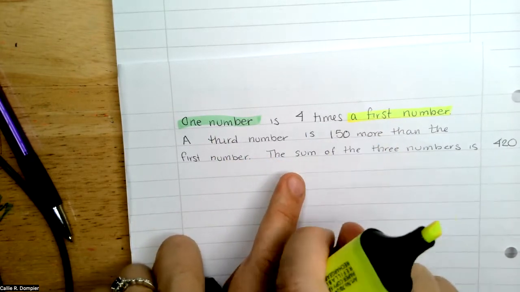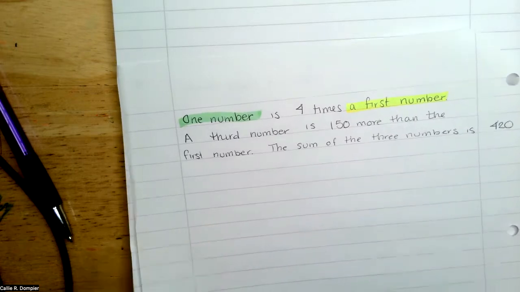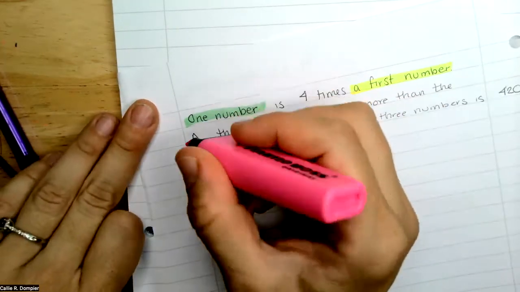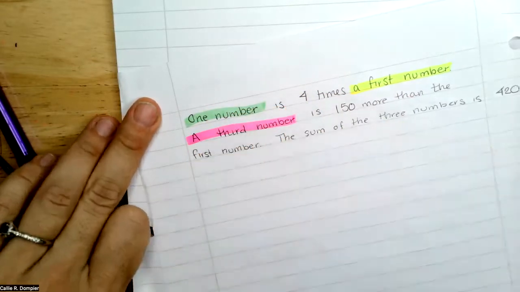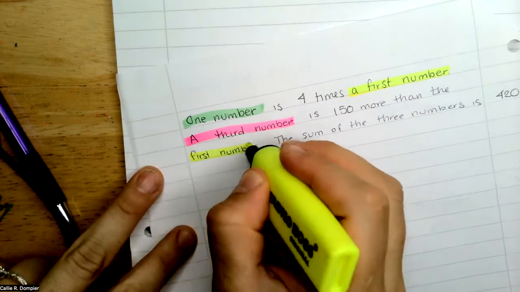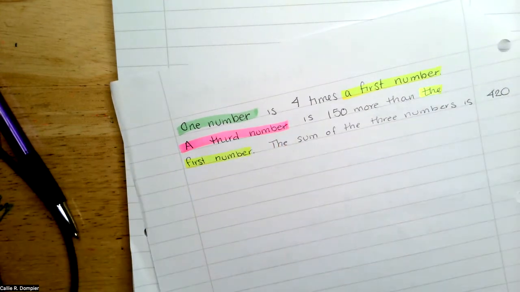One number is 4 times a first number. A third number is 150 more than the first number. The first number and a first number are the same, okay? These are not necessarily 3 different variables, okay? But they are 3 different expressions, right?